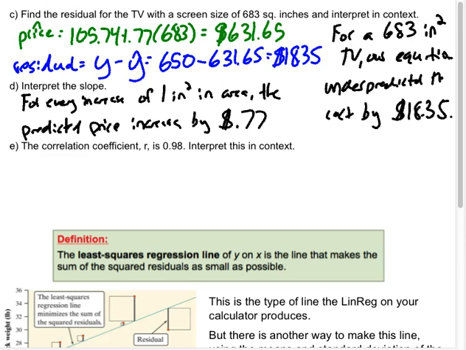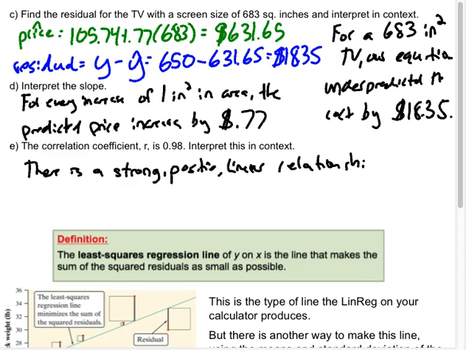And what about the correlation coefficient? Okay, R is 0.98. We've seen the scatter plot. We can tell that it looks linear. So what does it mean? It means there is a strong, because it's almost 1, positive, because it's a positive value, linear relationship between area and price, the area of the TV screen and the price.